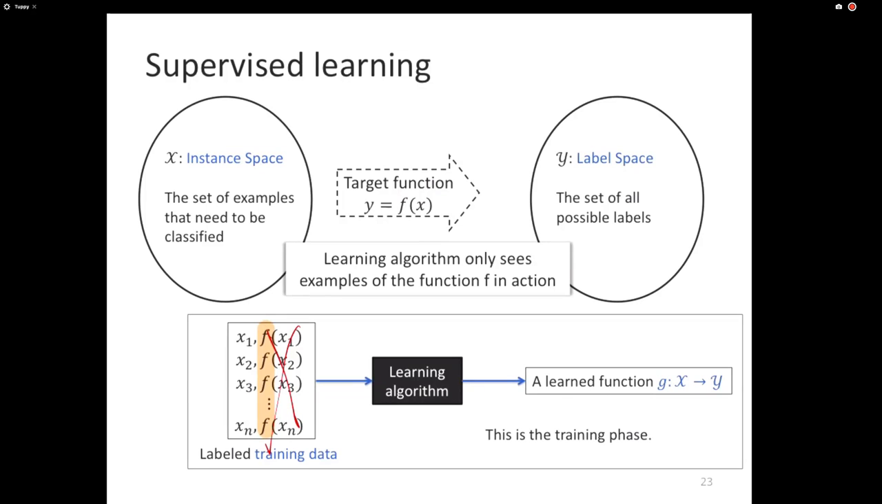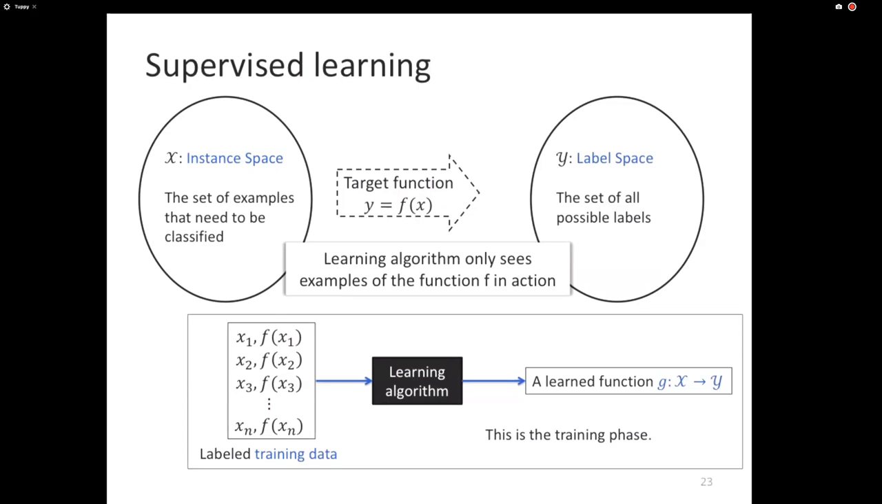Yes. The target function is unknown. The target function is never given to the learning algorithm. We have instances where the target function has been applied. So for instance, we may have an email and spam or not spam, a collection of emails with the associated labels. The true function, the target function for a spam detector, is the user's mind. Of course, we can't feed that into the learning algorithm.